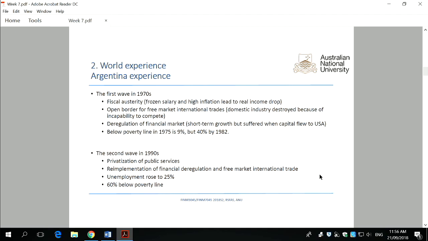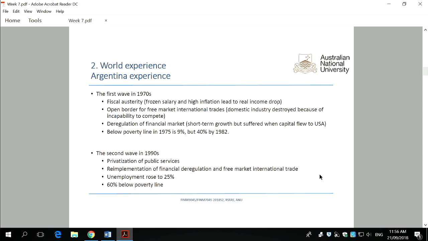What happens to the economy? Recession, all right? So the result is they had a lot of frozen salaries, because they couldn't pay out. Then a lot of high inflation, because production can't go on. Then the supply is limited, right? So the price of goods goes up. And real income drops because of the recession. So that doesn't work very well.